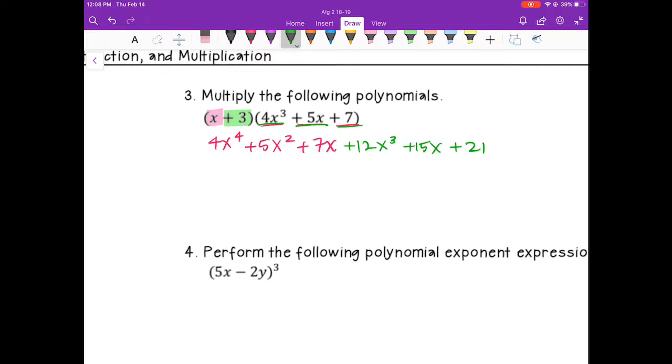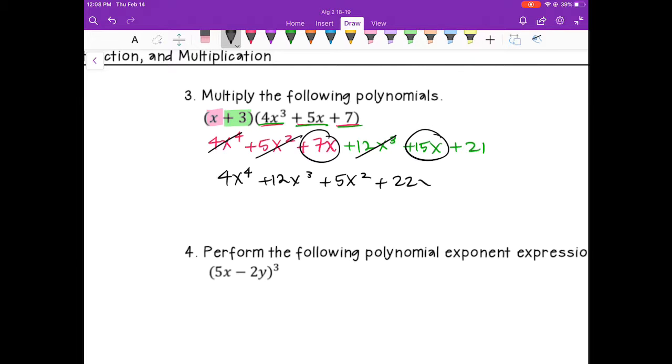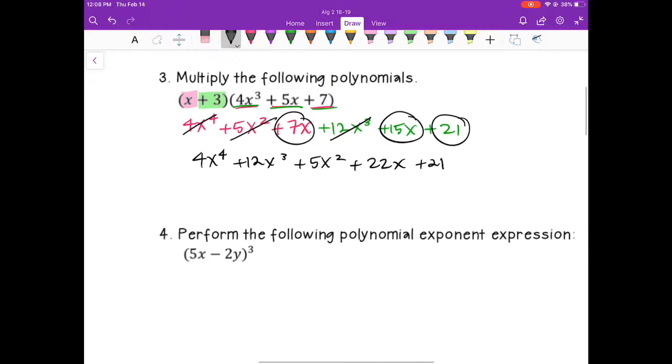And then we combine our like terms. So we've got 4x to the fourth, that accounts for that, 12x cubed, and then 5x squared, nothing to combine so far. Then we've got plus 7x plus 15x, so plus 22x, plus that 21, final answer.